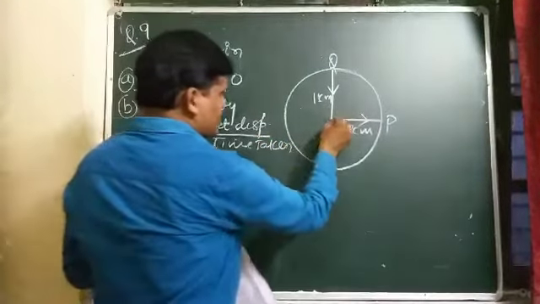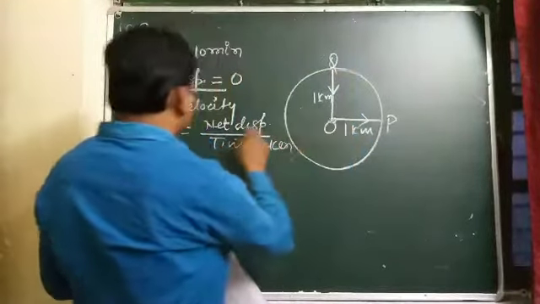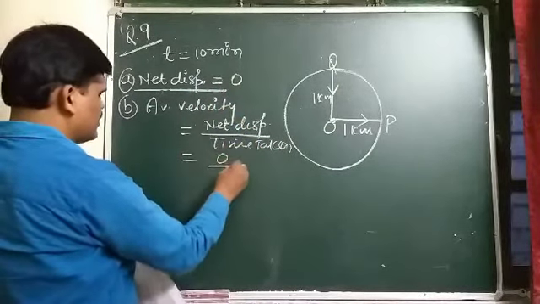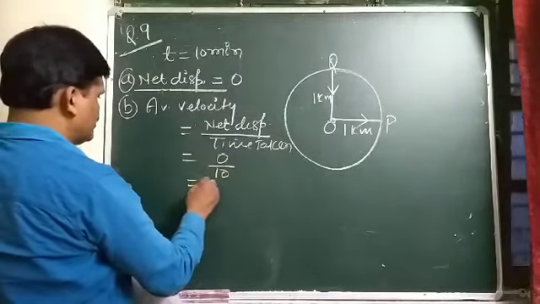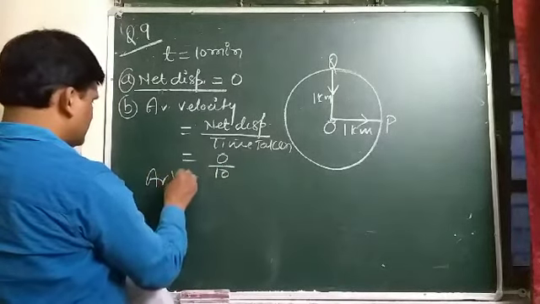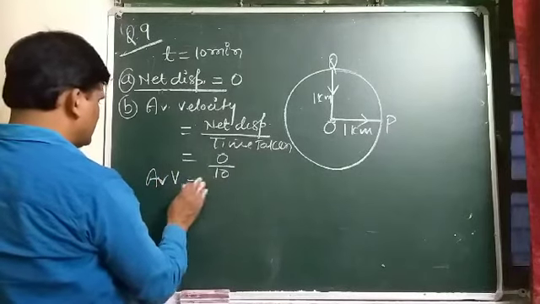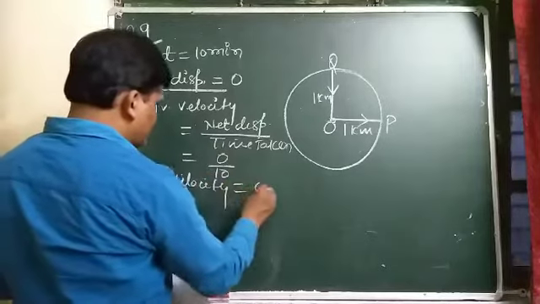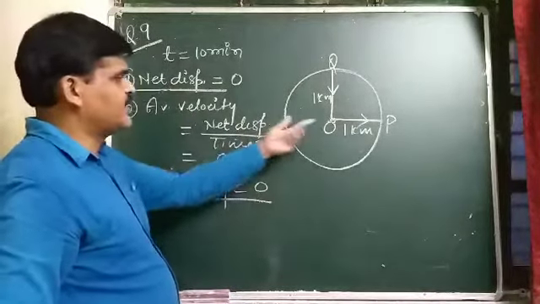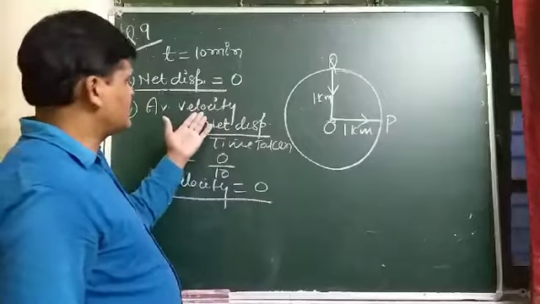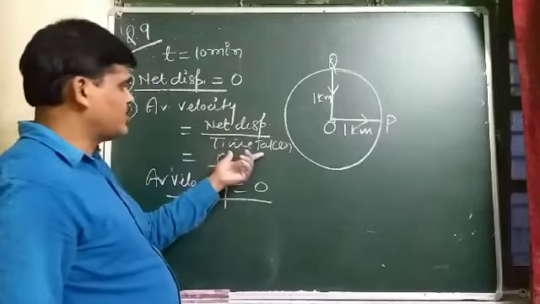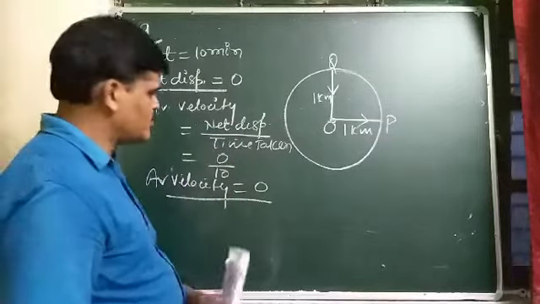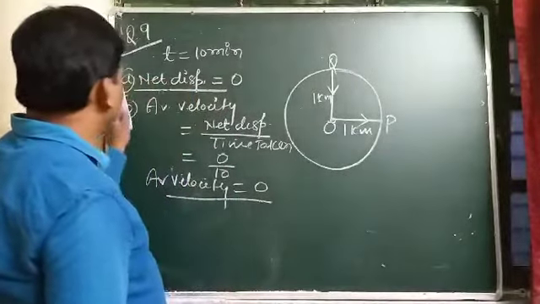So cyclist starts from O and returns back to O. So net displacement of the cyclist, that is 0. So average velocity, that is also 0. Average velocity in this case comes out to be 0, because displacement is 0. So average velocity, that is total displacement by total time taken. So net displacement is 0. So average velocity will also be 0.